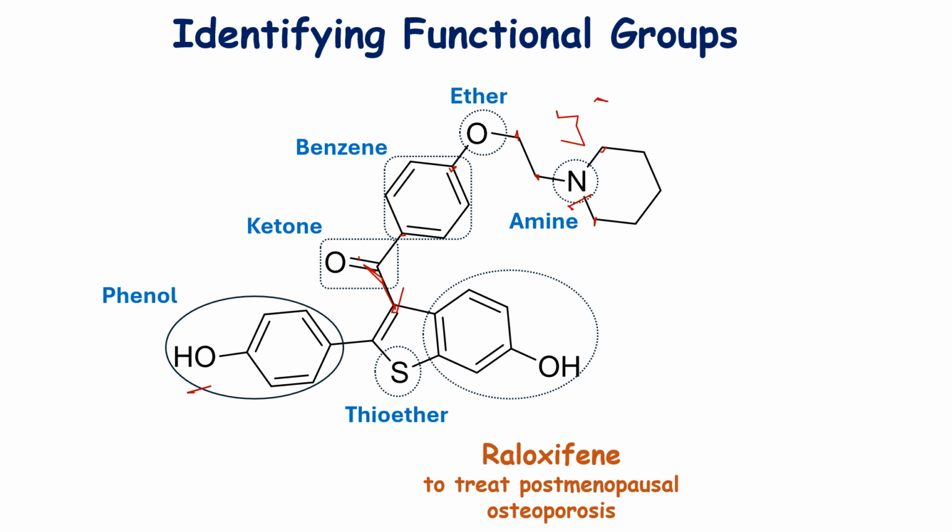We have a sulfur attached to the carbon on both the sides, similar to ether, but we have a sulfur here, so this is known as thioether. We have again an OH group attached to the benzene ring, so we have phenol functional group.